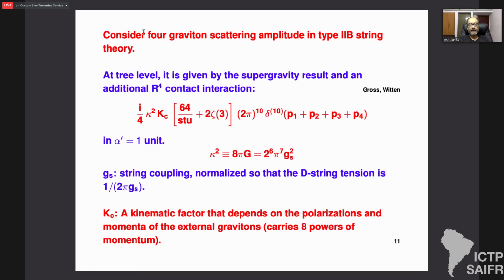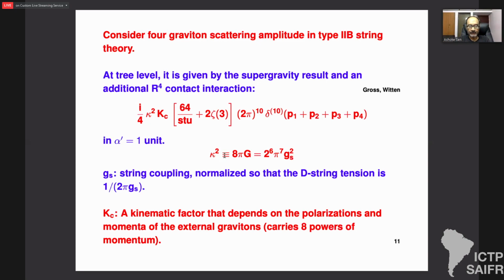So we consider the four graviton scattering amplitude in type IIB string theory. At tree level, this scattering amplitude is given by the supergravity result and an additional R^2 D^4 contact interaction. This was worked out by Gross and Witten in the 80s. And this is the form of the tree level amplitude for these four graviton scattering. I've written the amplitude in the alpha prime equal to 1 unit. So this is the unit that I'll be using throughout.